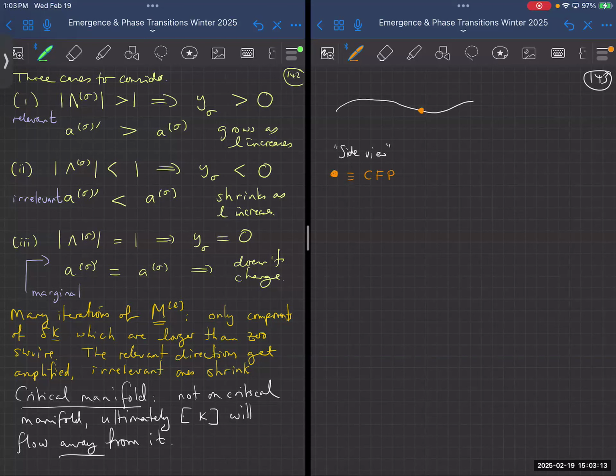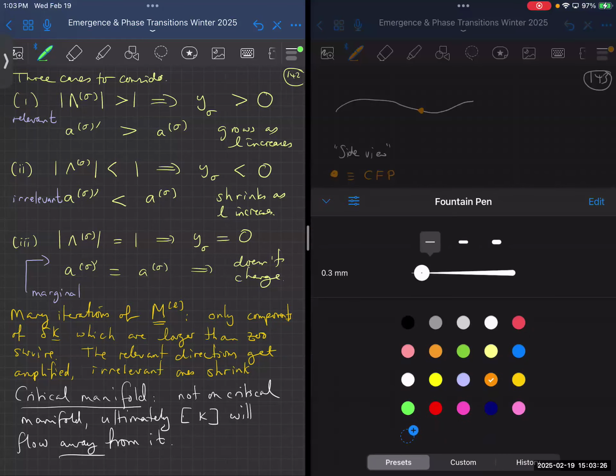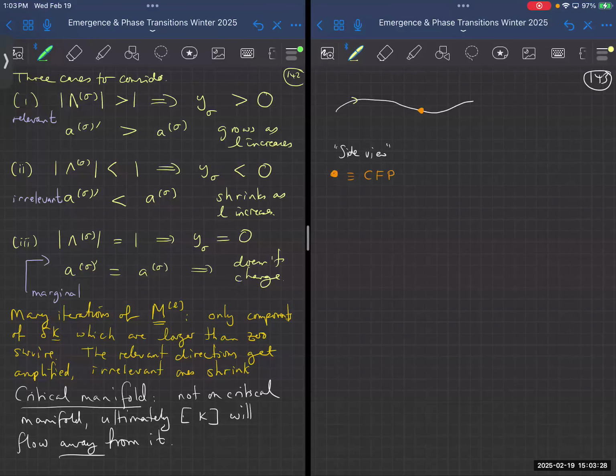Now we know that if you're on the critical manifold, that represents a critical system. And if I start off with coupling constants on the critical manifold and do renormalization group transformations, I will end up at the critical fixed point. So I know that the flows inside the critical manifold all flow into this like this. I'm just showing you a side view of it, but you can imagine.